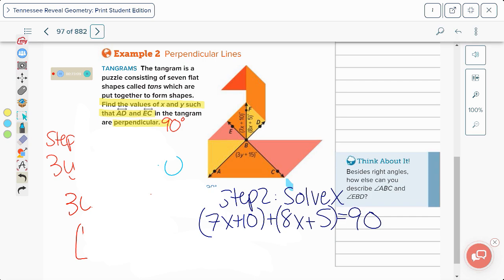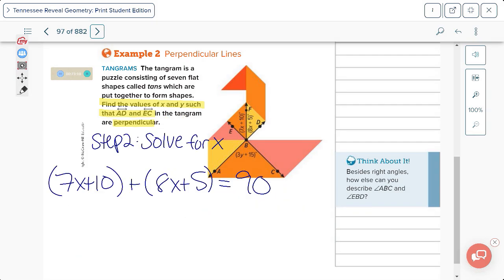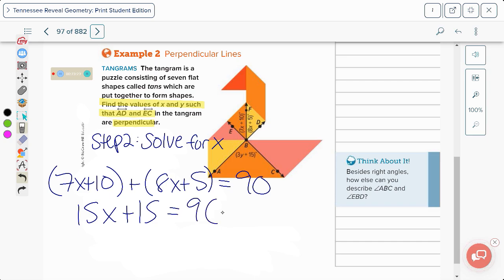So then we can combine like terms. We've got a 7x and an 8x, so that's going to be 15x. We've got a 10 and a 5, so that's going to be 15. If we take away 15 from both sides, that's going to be 15x is equal to 75. And then we're going to divide by 15. So 75 divided by 15 is 5.